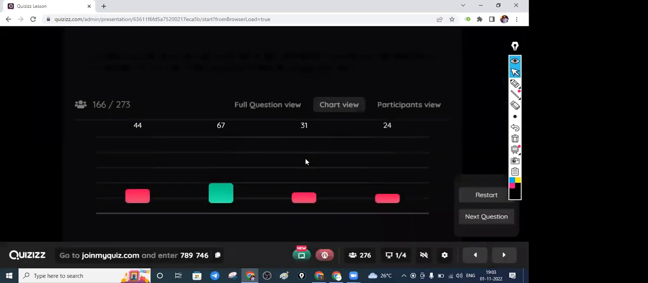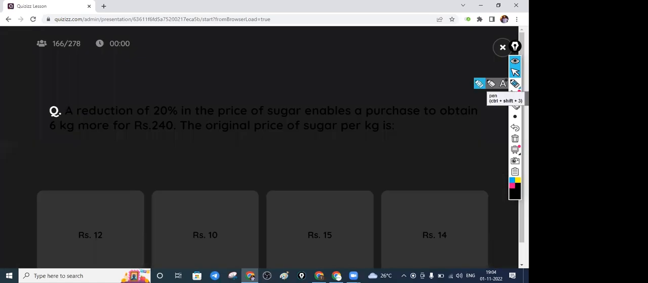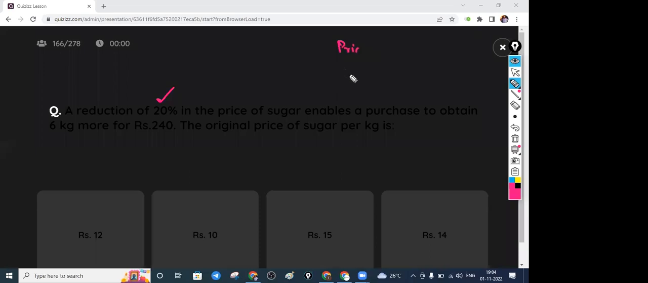See, only 67 people have got it correct, and the majority have got it wrong. So maybe I'll just explain this question again. See, guys, reduction, similar problem. Reduction of 20% in the price of sugar, meaning what? Initial price is 100. This is the old price. Old by new. What will be the new price? Reduction meaning it becomes 80.